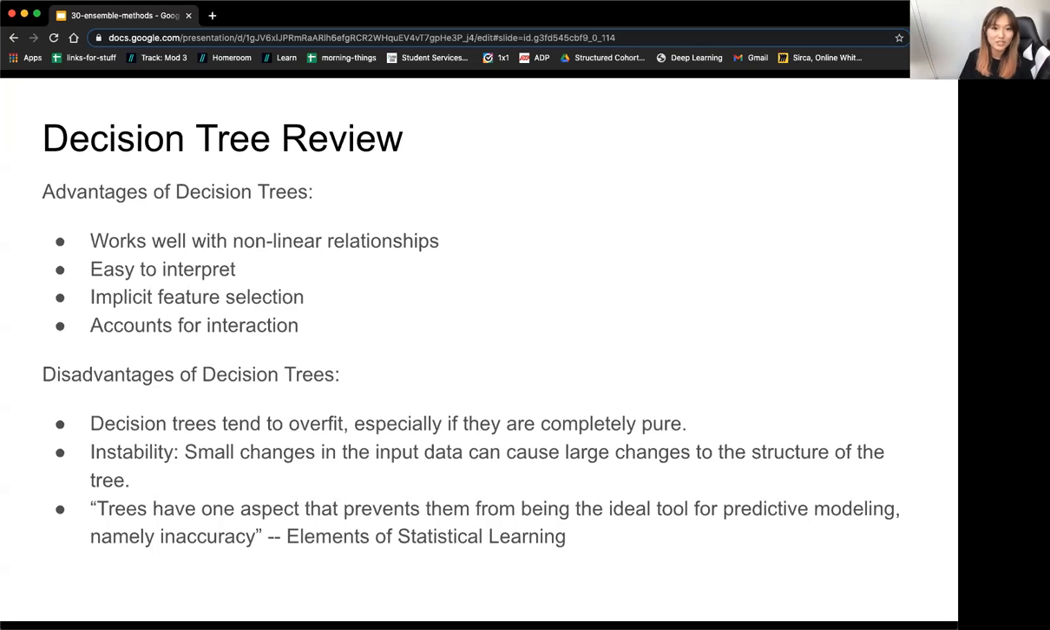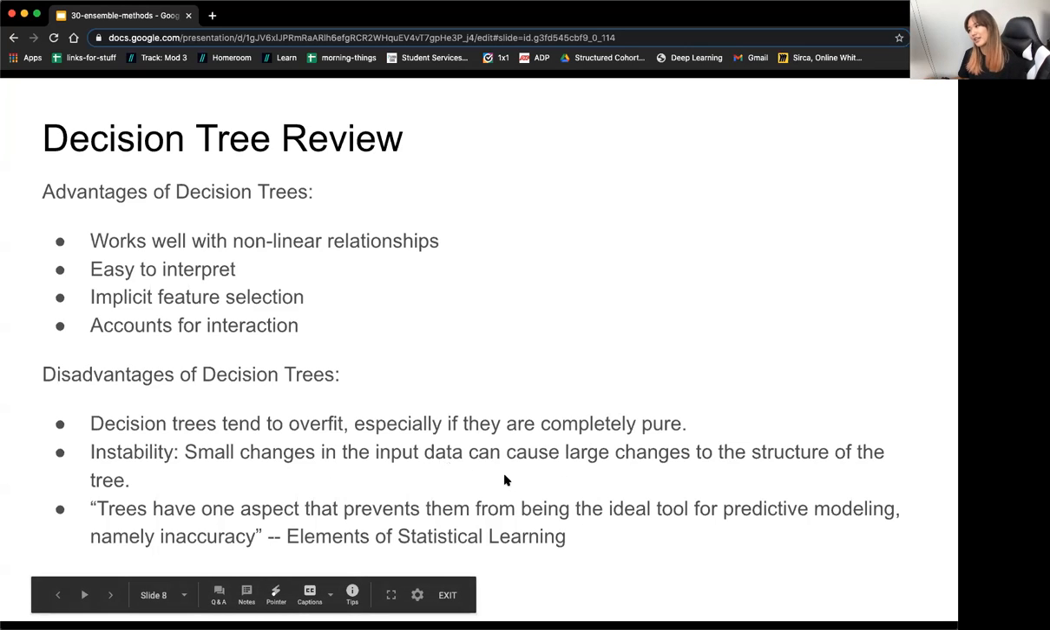Decision trees are also pretty easy to interpret. They do implicit feature selection, because if your data doesn't split nicely across certain features, it knows not to learn that. They also account for interaction. The main disadvantage, again, is that they tend to overfit, especially if their end nodes end up being completely pure. And small changes in the input data can cause large changes to the structure of the tree.